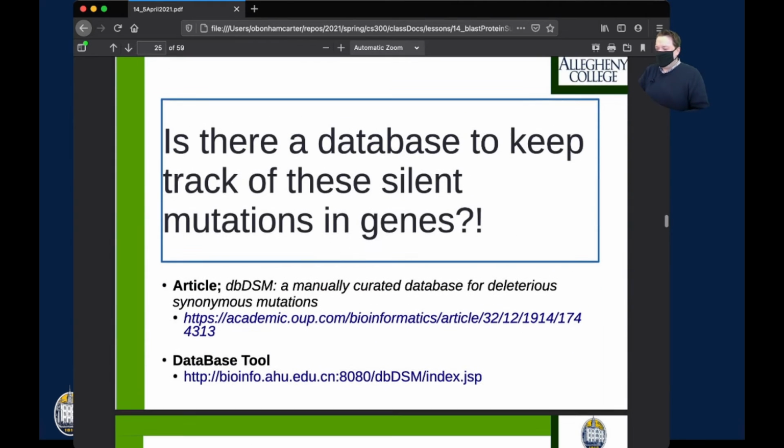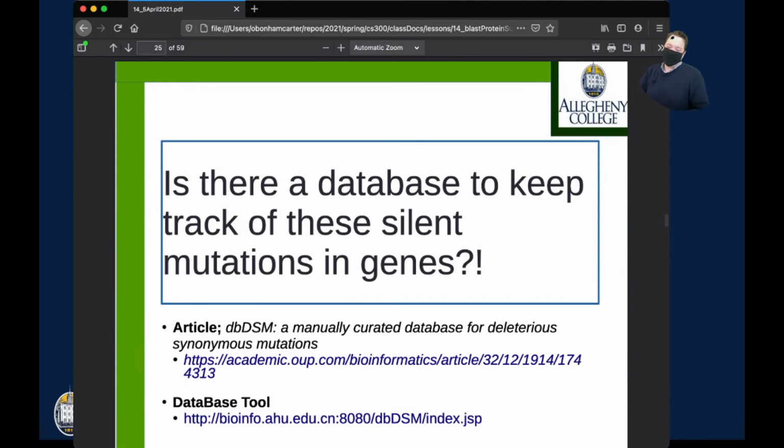So I'm just going to go on a kind of divergent track for just a moment here. The reason why I've changed your slides from last night is because I kind of came across this database.